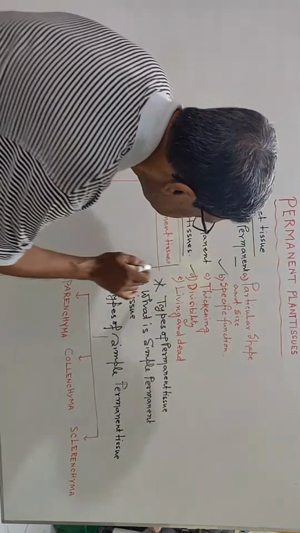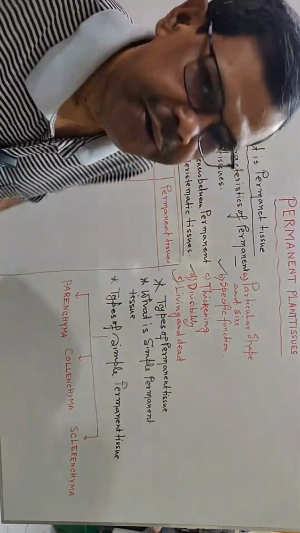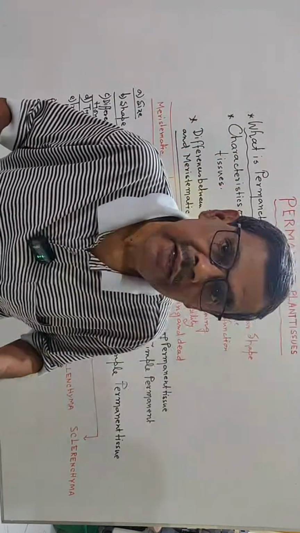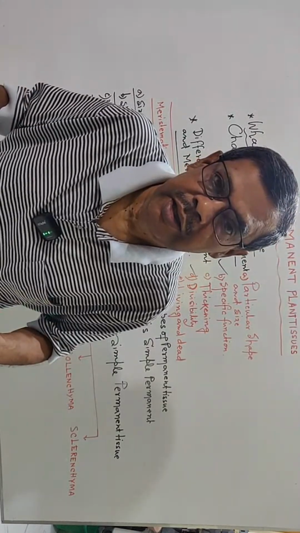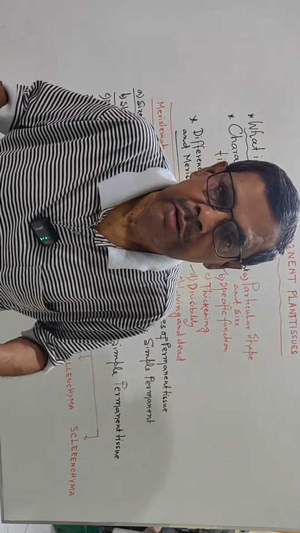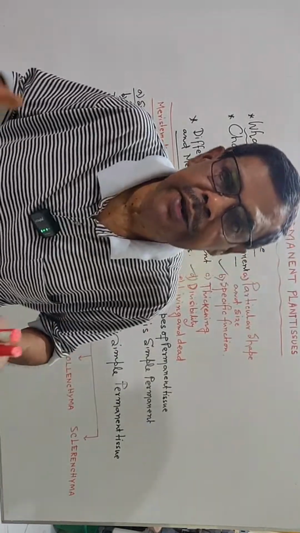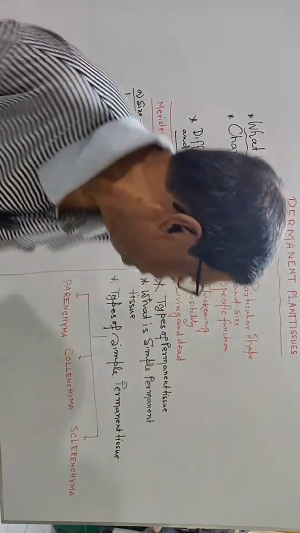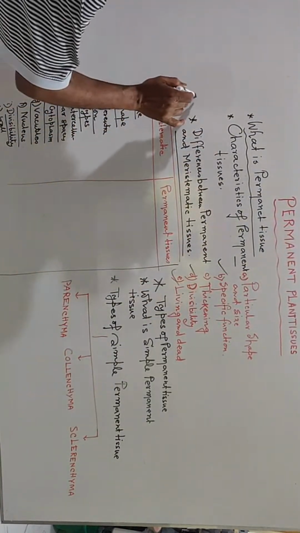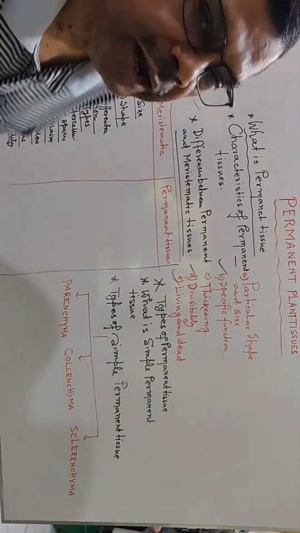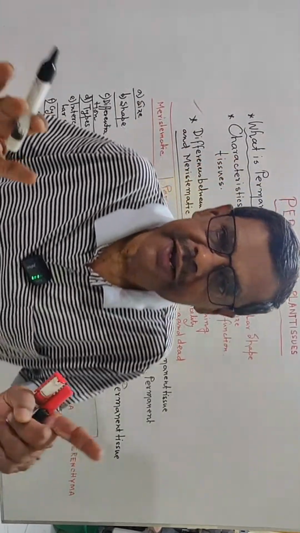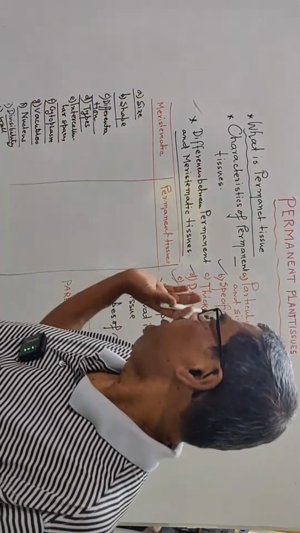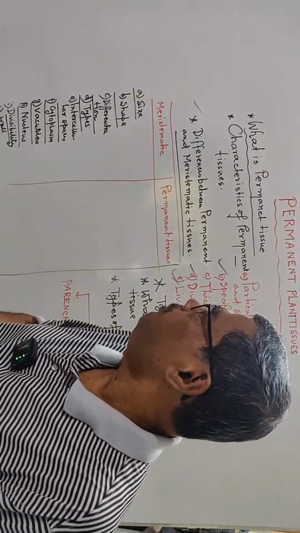Next, living and dead. Permanent tissue may be living or dead. So, living permanent tissue and dead permanent tissue may be found. Next, difference between permanent and meristematic tissue. There are several criteria regarding the difference between meristematic and permanent tissue.